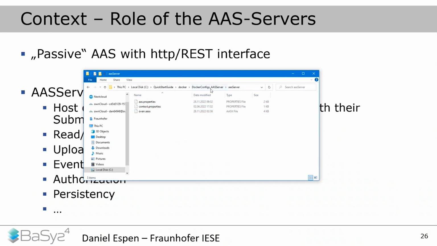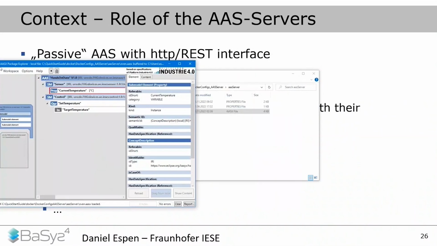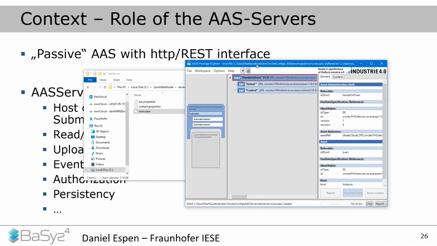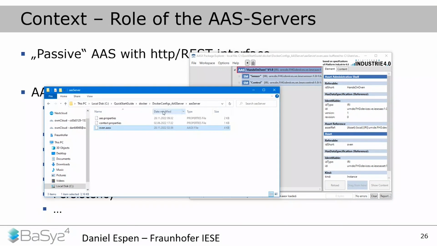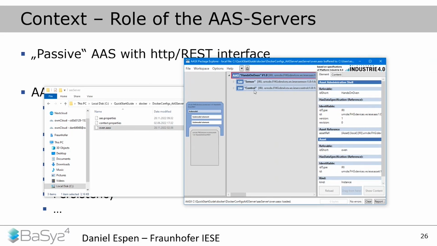Within this folder here, I have several configuration files. First of all, most importantly, I created an AASX file. The AASX file contains the static structure of your asset administration shell that I want to host on my server. There's a tool called AASX Package Explorer that you can use to open these AASX files and have a graphical user interface where you can look at it and also create AASX files on your own.